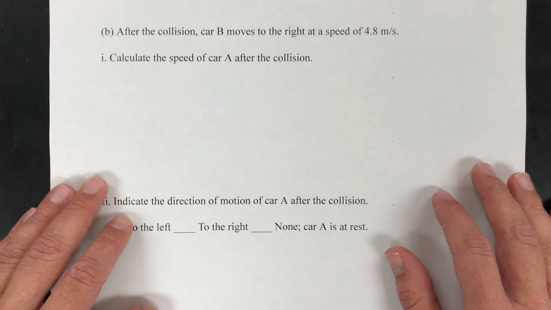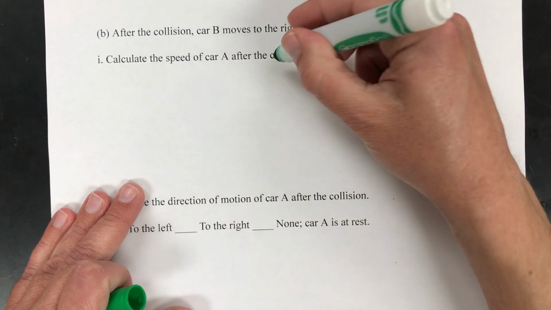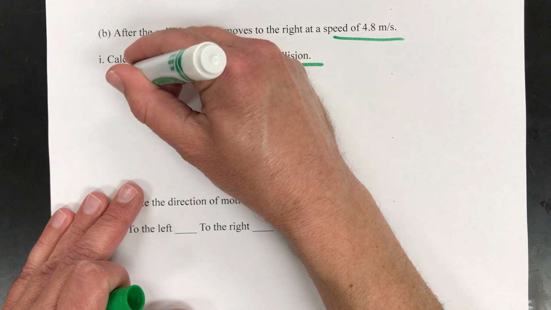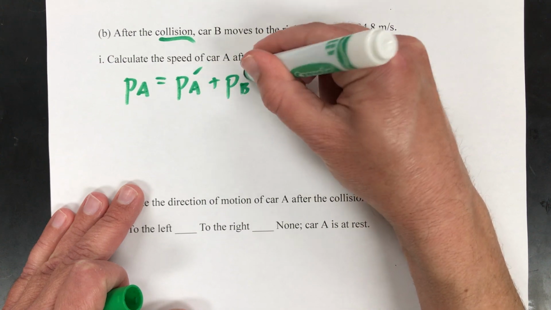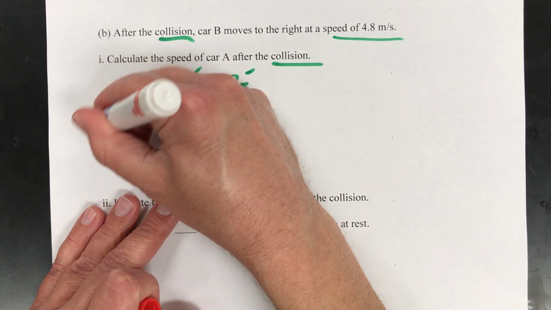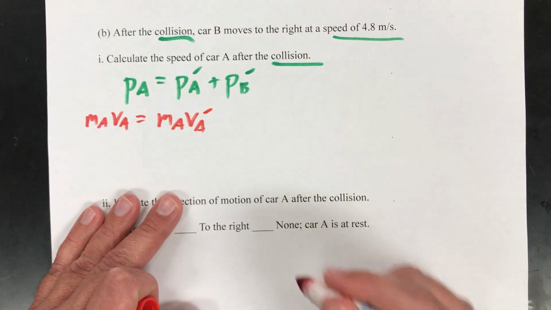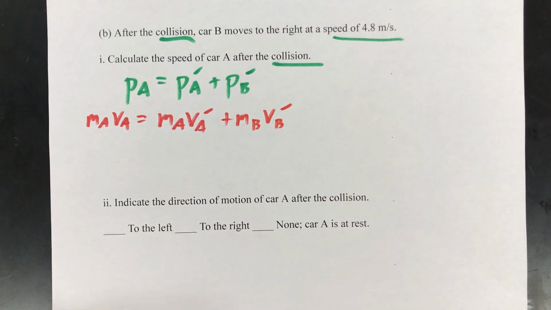All right, next part. This one's a little bit easier. It says after the collision, car B moves to the right with a speed of 4.8 meters per second. Calculate the speed of car A after the collision. Collision: conservation of momentum is what you use there. The momentum of A before the collision equals the momentum of A after the collision plus the momentum of B after the collision. So let's plug in. The mass of A times the velocity of A before equals the mass of A times the velocity of A after plus the mass of B times the velocity of B after. All of those but one are known.